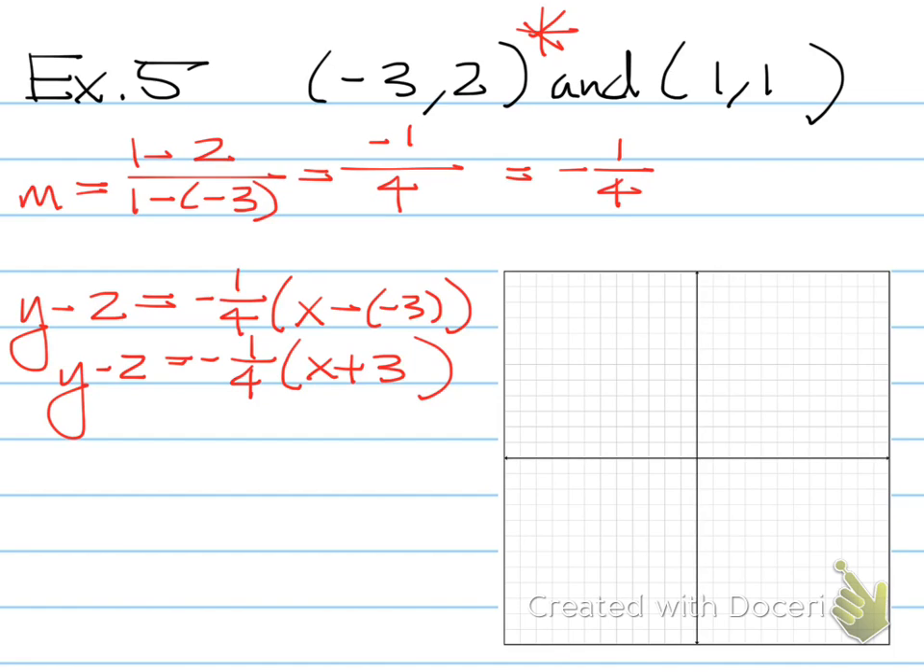Again, to graph this equation, we can just use the 2 points that were given to us. Negative 3, 2 is there. 1, 1 is there. Draw a line through those 2 points and we're done.